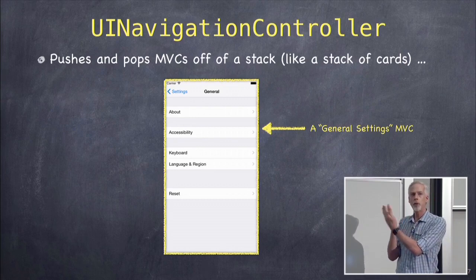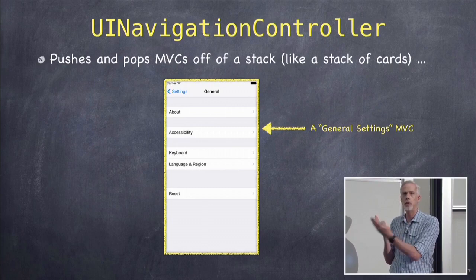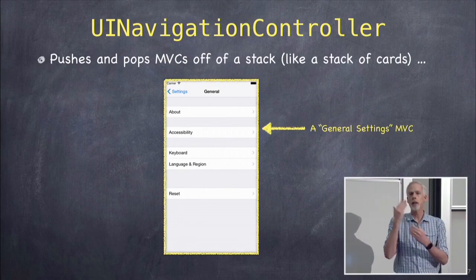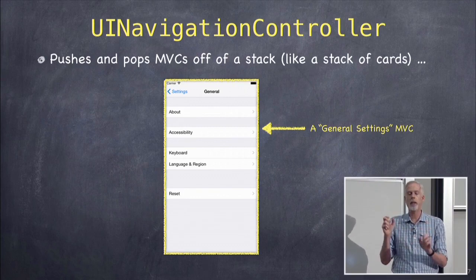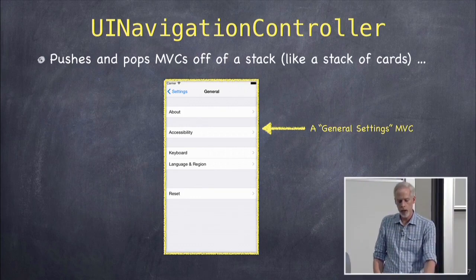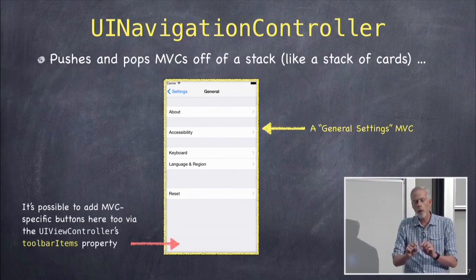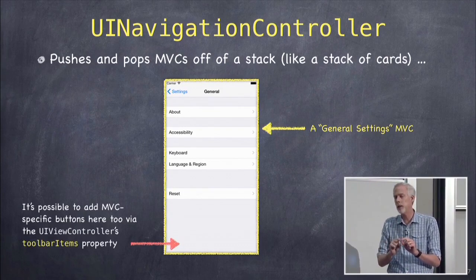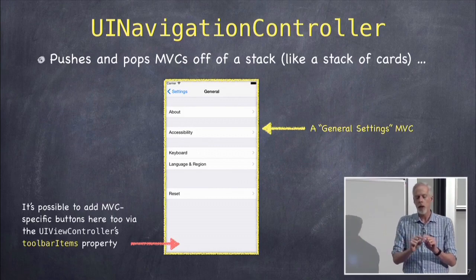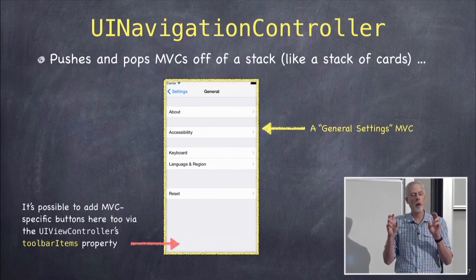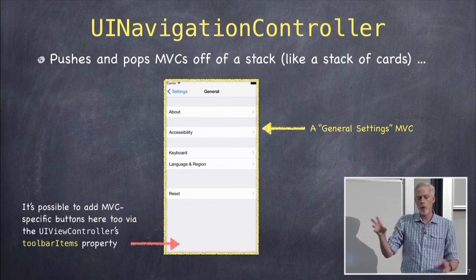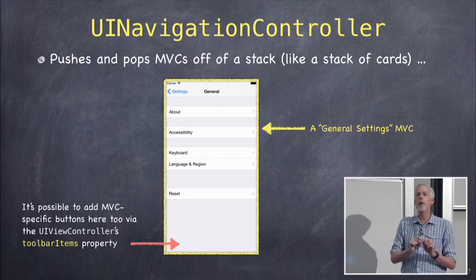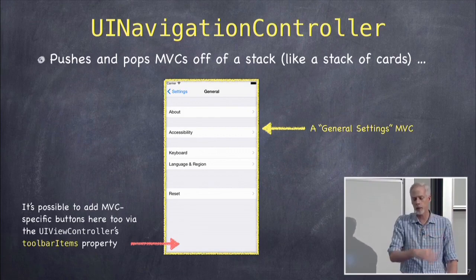So now we have 3 MVCs involved in this navigation controller: the navigation controller's MVC, the All Settings one that is now in the back, and this one, the General Settings MVC. Now, by the way, you can have toolbar buttons along the bottom here. They look similar to the tab bar ones, but they're a little different. That is set with the toolbarItems var in the General Settings MVC, not in the navigation controller. So as new MVCs slide in, the toolbar buttons at the bottom would change because they're connected to whatever happens to be on top of the deck of cards.